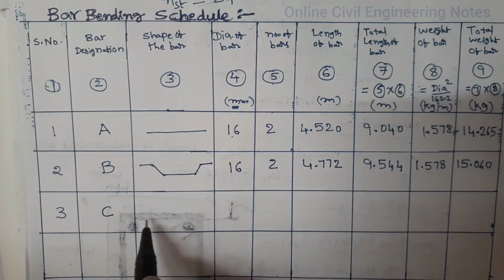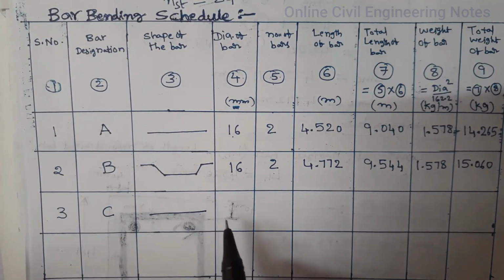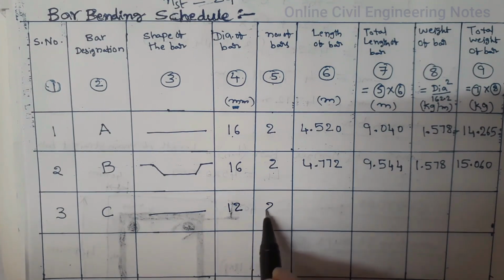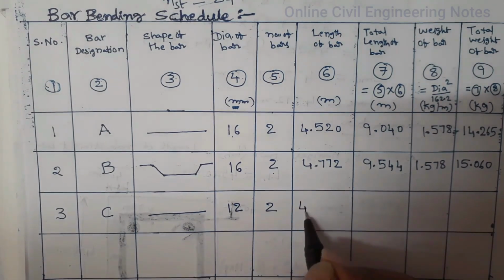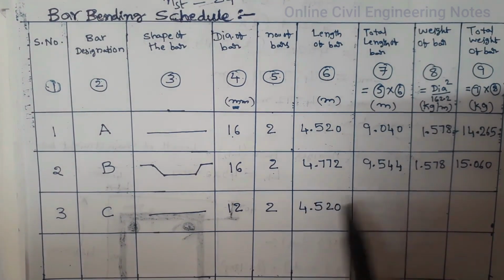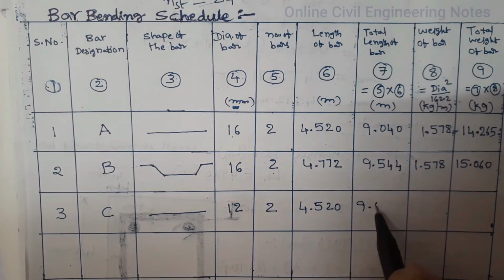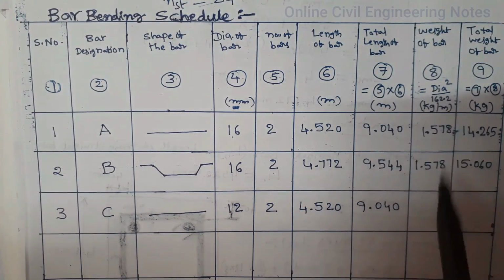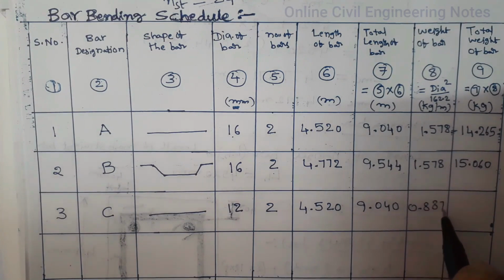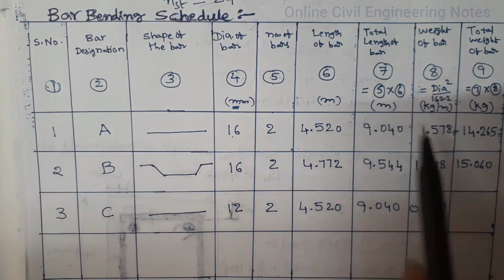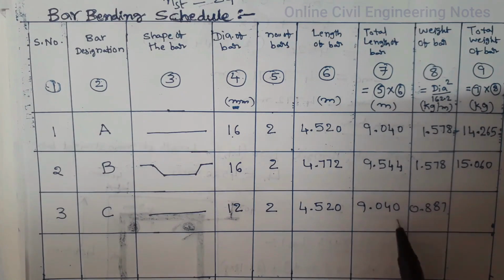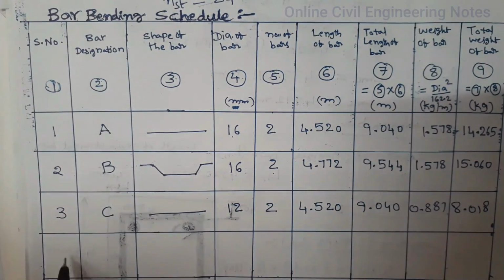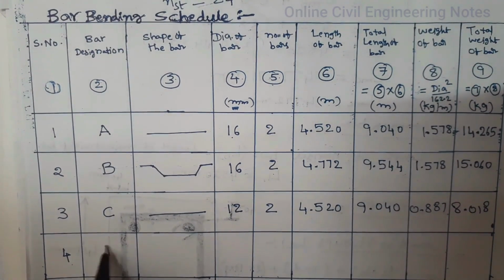C is the hanger bar, which is a straight bar. Diameter is 12. Number of bars are 2. Length is equal to 4.52 meters. Total length is equal to 2 into 4.52, 9.040 meters. Weight of the bar is 12 square by 162.2, 0.887. Total weight is equal to total length of the bar into weight of the bar. It is 9.04 into 0.887, 8.018 kgs.